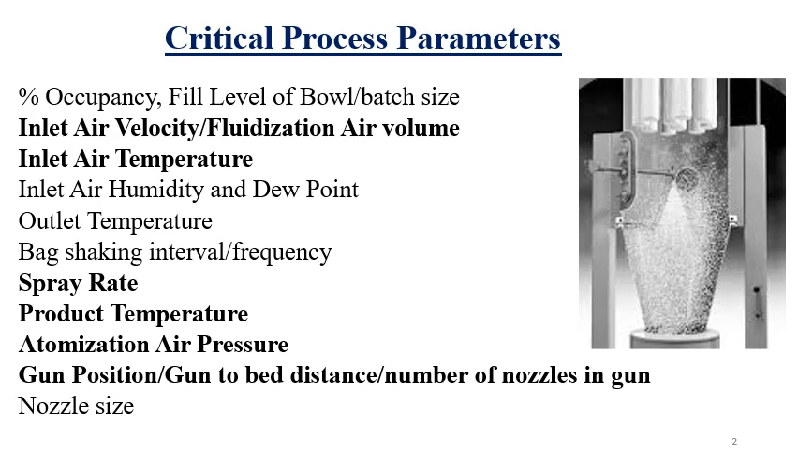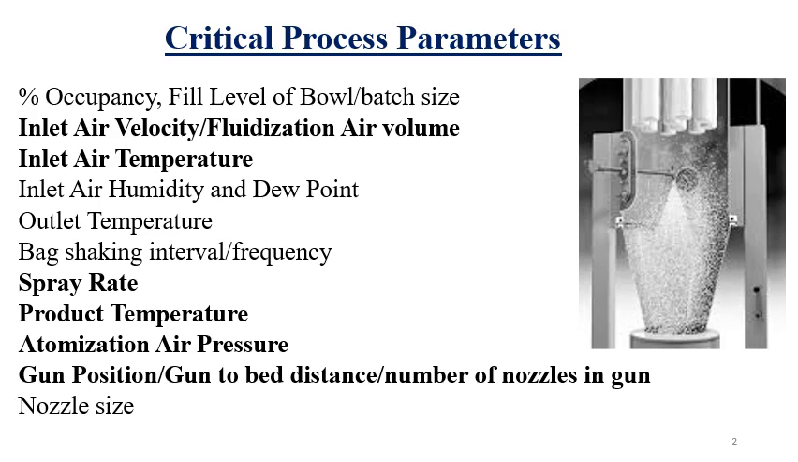Atomization air pressure is required to convert the binder into fine droplets. Then gun position, gun to bed distance, and number of nozzles in the gun. Gun position affects the spray pattern and the spray zone. The number of nozzles affects the spray rate. If only one nozzle is there, then the spray rate is required to be adjusted according to that. And if 2-3 nozzles are there, then the spray rate will be high even at less pump RPM.